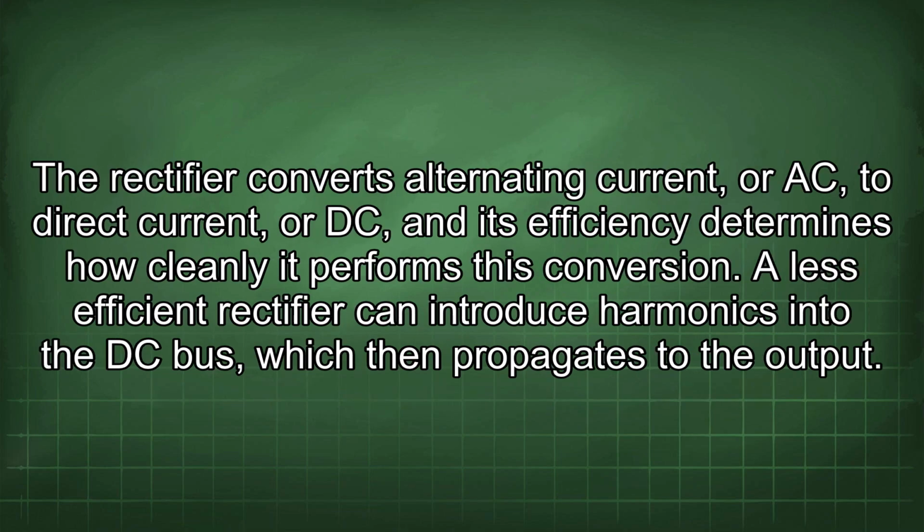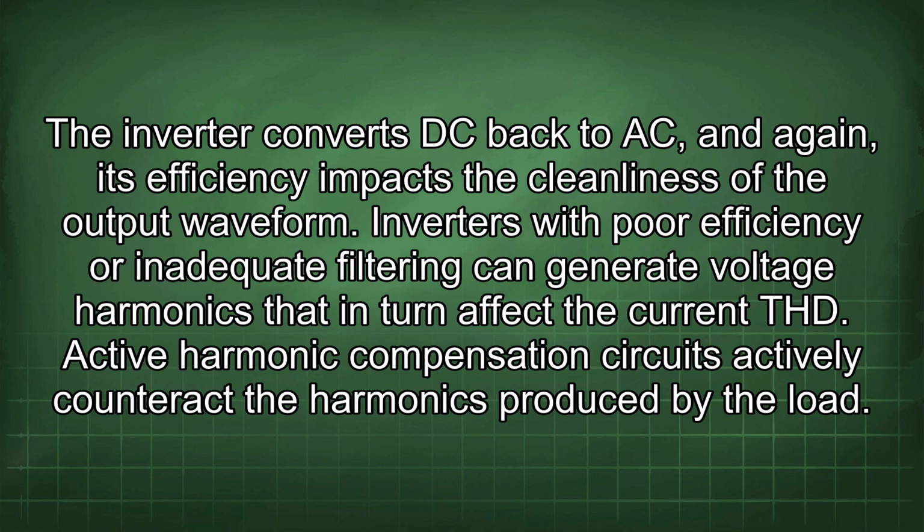The rectifier converts alternating current, or AC, to direct current, or DC, and its efficiency determines how cleanly it performs this conversion. A less efficient rectifier can introduce harmonics into the DC bus, which then propagates to the output. The inverter converts DC back to AC, and again, its efficiency impacts the cleanliness of the output waveform. Inverters with poor efficiency or inadequate filtering can generate voltage harmonics that in turn affect the current THD.